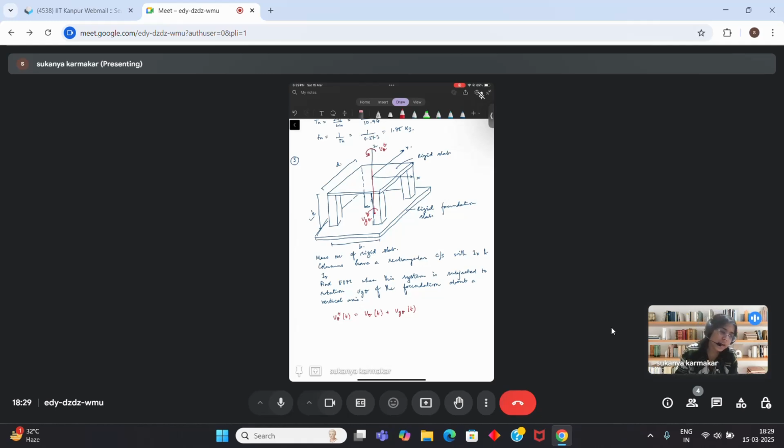Okay. Any ideas how you will start this? How do I approach this question? Again, it is a game of finding out the mass and the stiffness. But how do I start it? Any ideas?